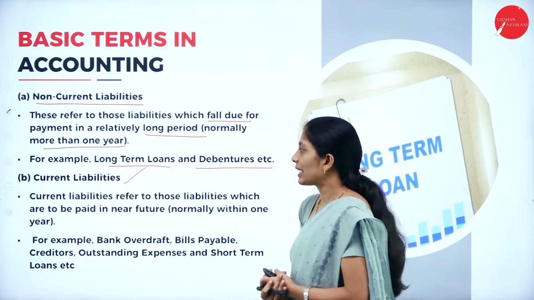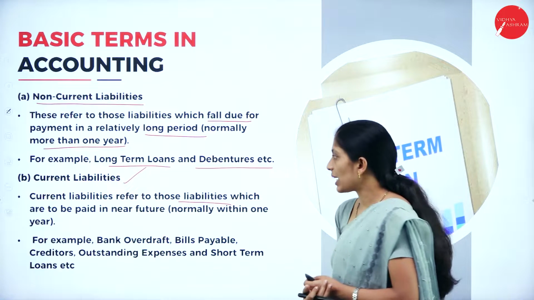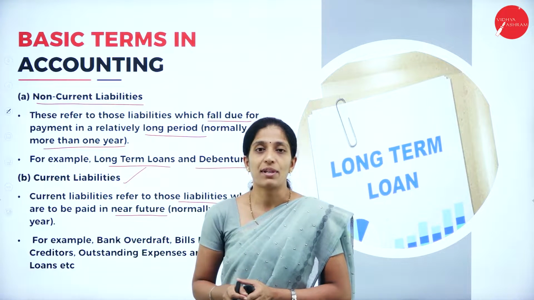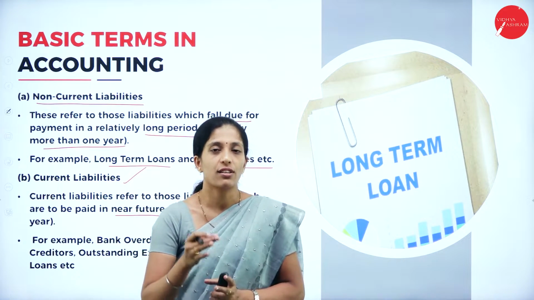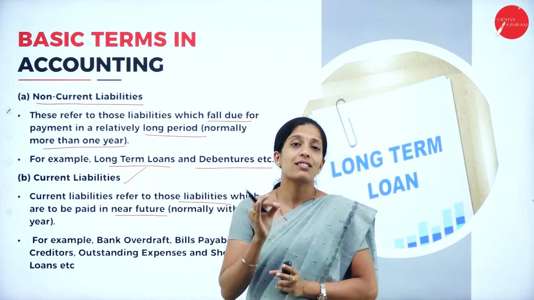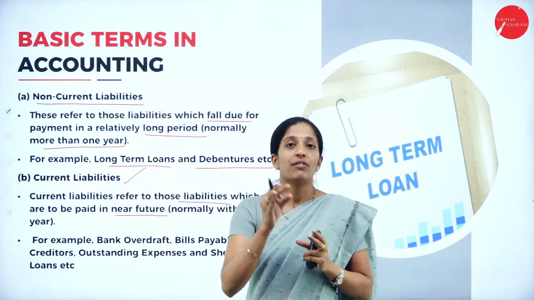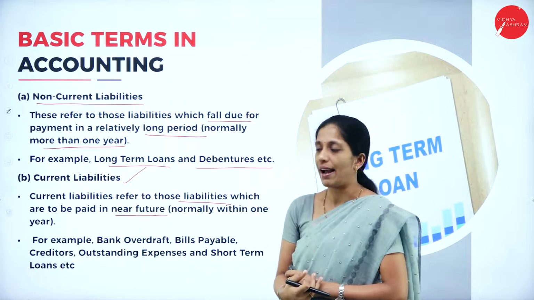Now coming to the second type, that is current liabilities. Now what is this current liability? These refer to those liabilities which are paid in the near future. It is opposite to non-current liability, whereas this current liability is to be paid in the near future. So here the duration is very small, that is normally less than 1 year. So the duration of the payment is very small, which is less than 1 year. So they are termed as current liabilities.